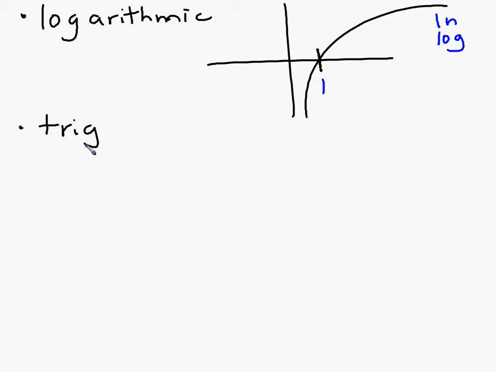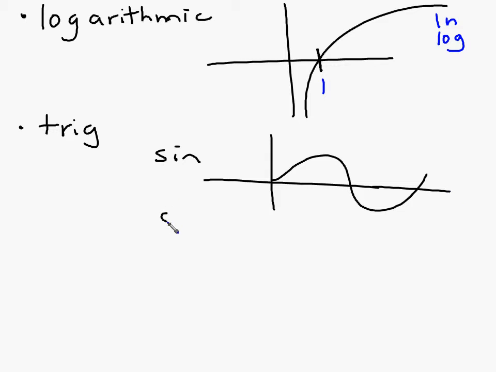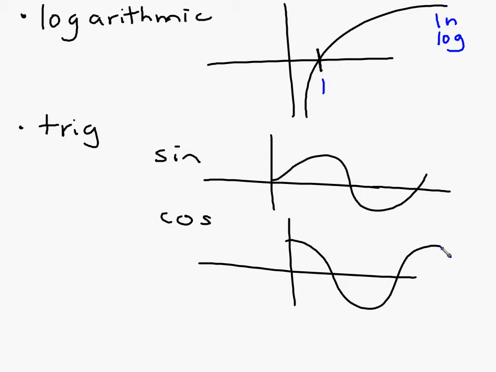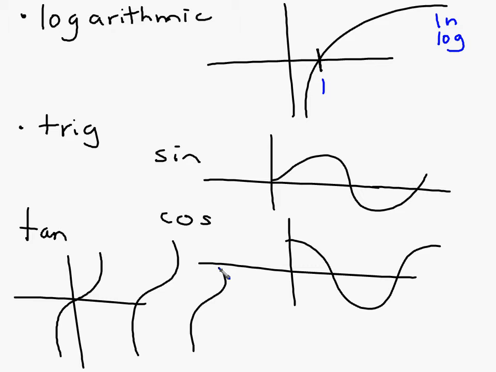And then we also spent a lot of time with trig functions, right? We learned about ones like sine, which does this. And we learned about cosine, which does this. And we learned about tangent, which does this crazy thing, and it has asymptotes all over the place. Okay? And then we learned about where the hills and valleys meet, right? Secant and cosecant.